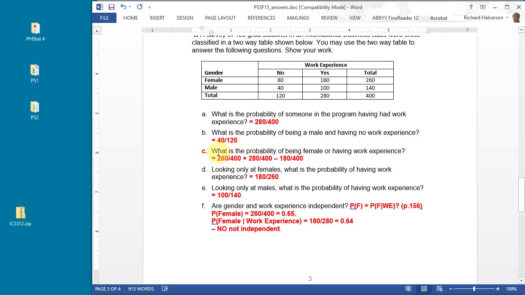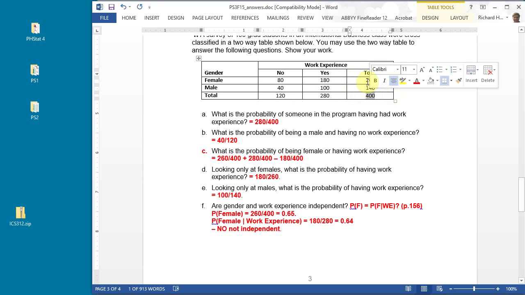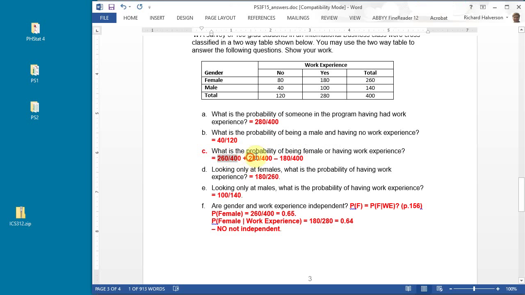What is the probability of being female or having work experience? We're going to add two probabilities together here. The probability of being female is 260 out of 400. The probability of having work experience is 280 out of 400. So we have 260 over 400 plus 280 over 400.